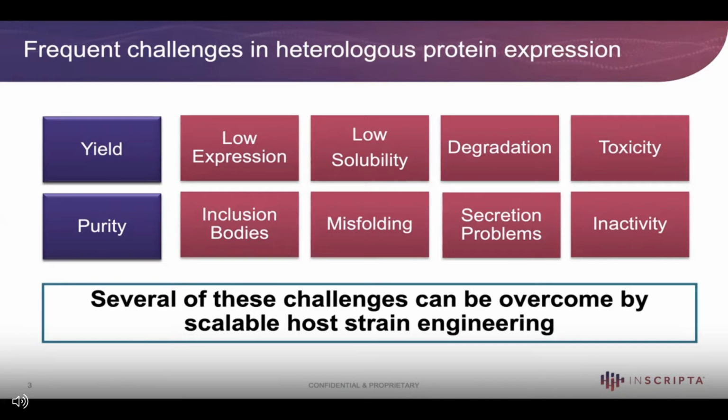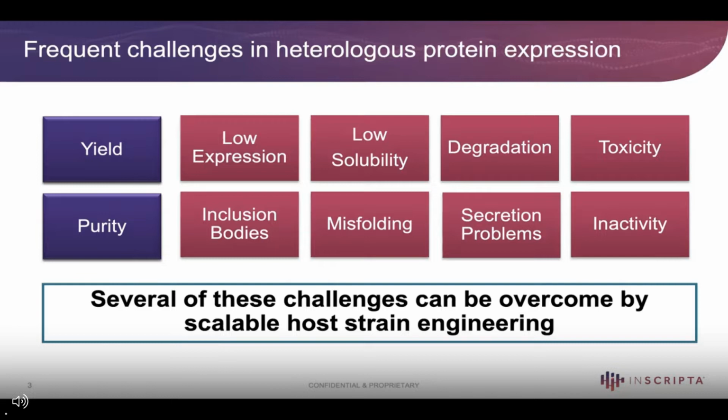And then, of course, the ultimate form is the active protein of interest or active enzyme, and we may have inactivity due to any number of other problems. So there's a number of headwinds that come about, and it gets us to think, well, how do you overcome those as the state of the art?